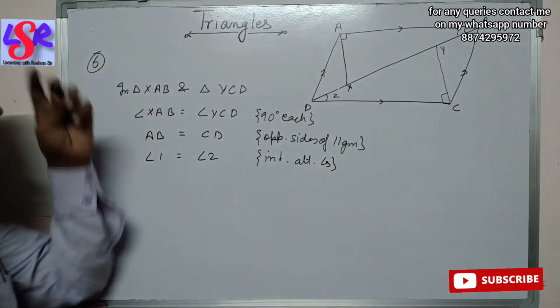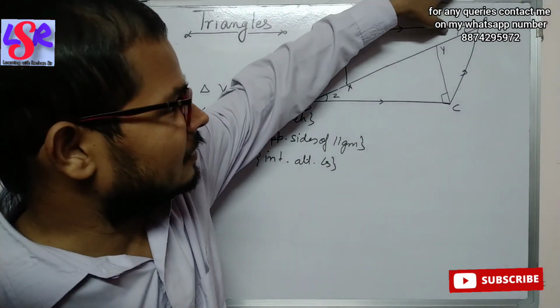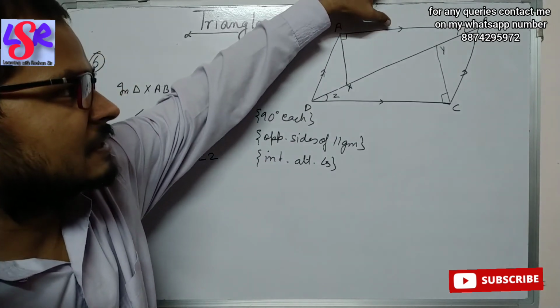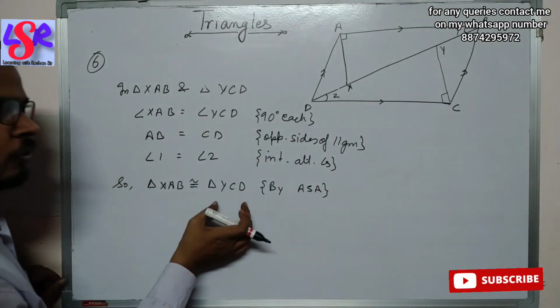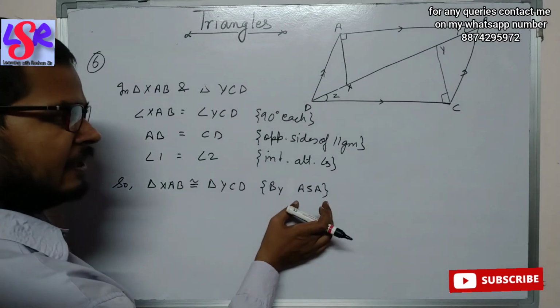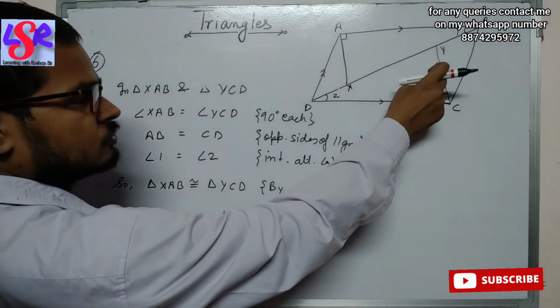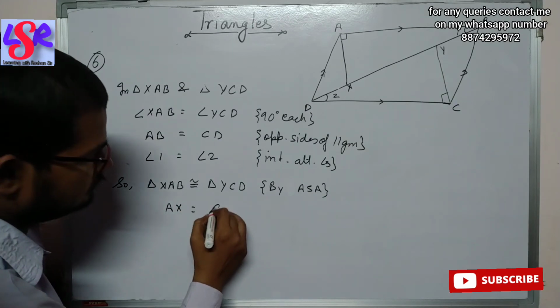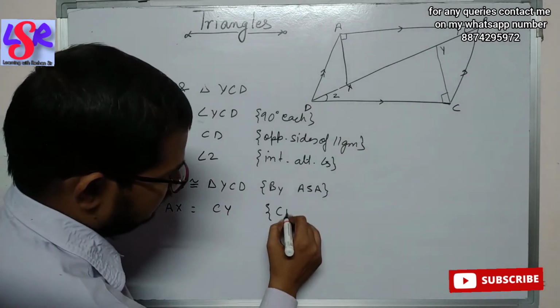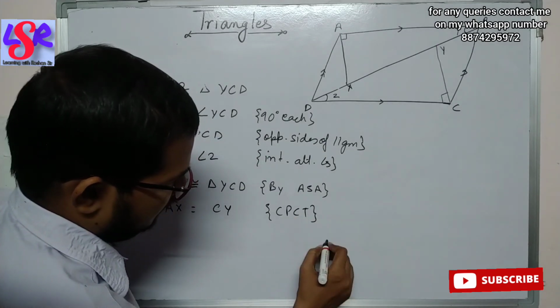Now to prove these two triangles congruent, we have used this angle and this side. So it is ASA. Therefore, XAB is congruent to YCD by ASA. Now we can prove these two sides equal by CPCT. So AX equals CY by CPCT. Hence proved.